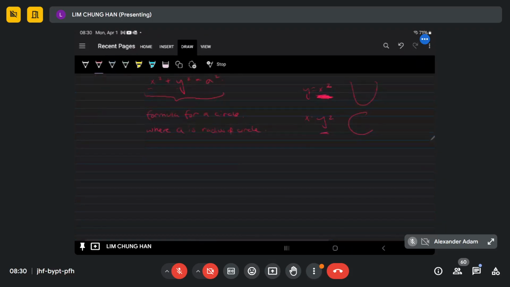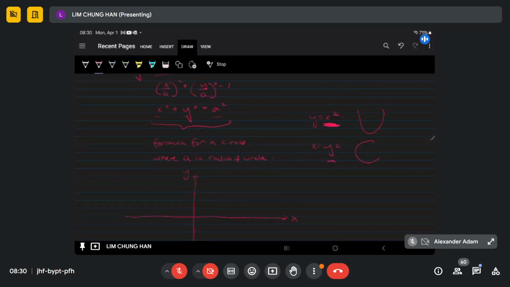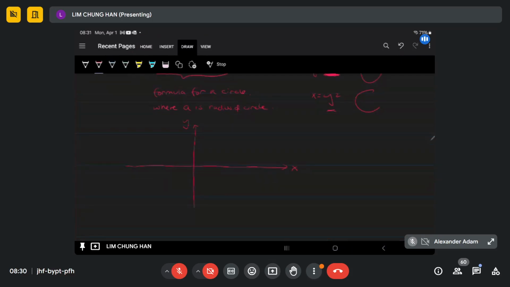So what that means is, to plot this, it's a circle where A is the radius. Now we have A squared here. If A is the radius, that means it's like that. And then you just use a circle.